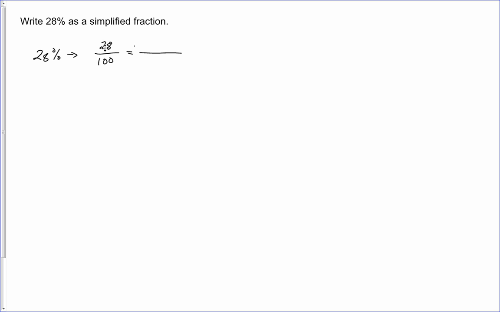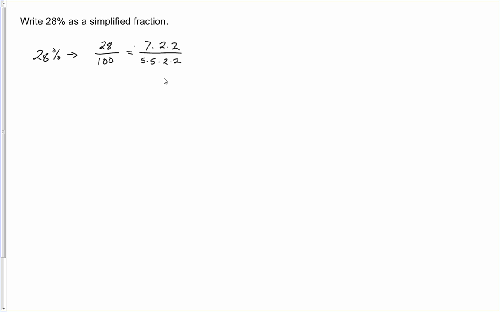28 will go down to 7 times 4. Well, 4 will go to 2 times 2. So you want to factor it all the way down. You don't want to leave any numbers here that are not prime. So 28 is 7 times 2 times 2. 100 is 50 times 2, which is 25 times 2, and 25 is 5 times 5. So this would be 5 times 5, which is 25, times 2, which is 50, times 2, which is 100.